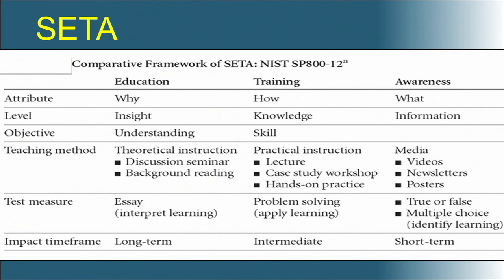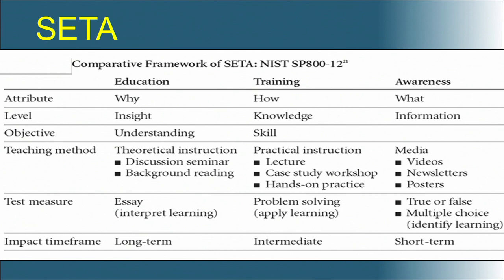If somebody is educated in information security, he has an insight into the problem. In training, he has knowledge of this problem. In awareness, he has some information about this problem. The objective of education is to make the person understand this. The objective of training is to create a skill set in him. The objective of awareness is just to make the person aware. There is no other objective.